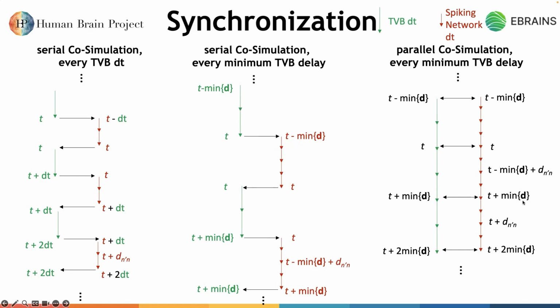What we are working on right now is to go one step further and have these processes parallelized, so that we exchange data, we simulate the two simulations at the same time, and then we exchange data, and then we simulate, and then we exchange data. So we can save time by having the two simulators, TVB and the spiking network, simulating at the same time.